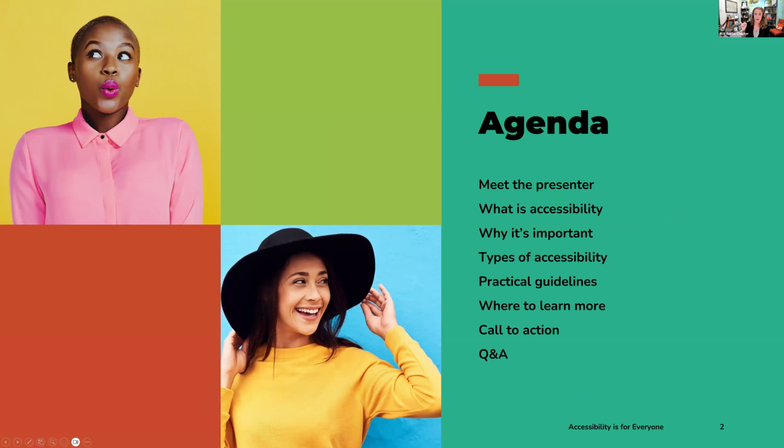So today I'm going to go through what accessibility is. It might be a little bit of a review for some of you. I'm going to talk about why it's important. And then I am going to talk about the different types of accessibility and some practical ways that you can put it into your everyday. And then where you can learn more about accessibility. We should wrap up well before the top of the hour.